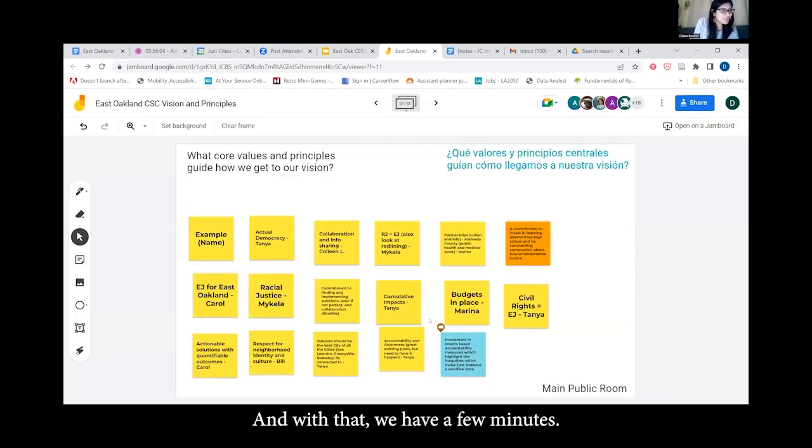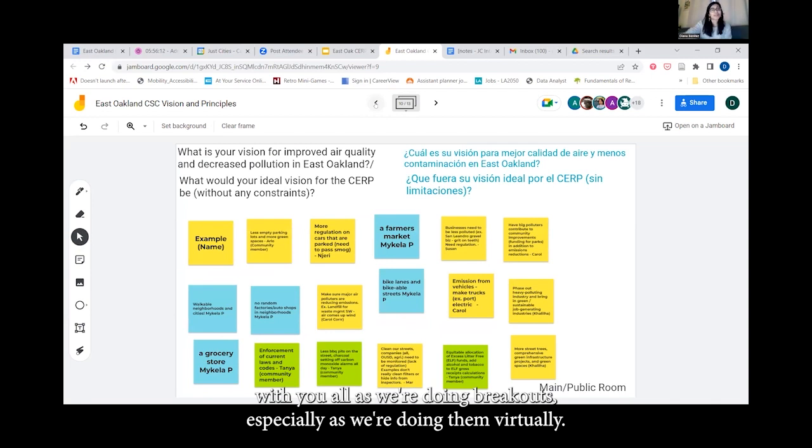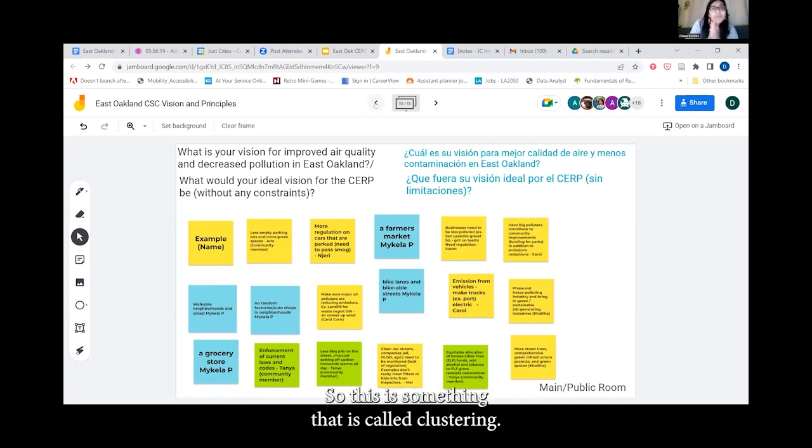All right. And with that, we have a few minutes. I know we're testing out different activities with you all as we're doing breakouts, especially as we're doing them virtually. So this is something that is called clustering. And so we want to try to group these into particular similar themes. And so I'm going to need some help here. And also, I don't know if you all can tell, but I'm not feeling as awesome. My voice is very deep today. And so I'm going to need some help.